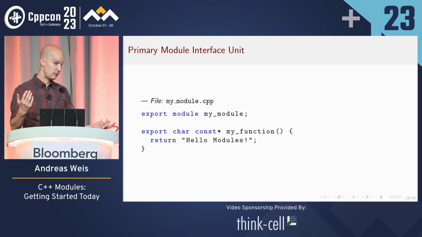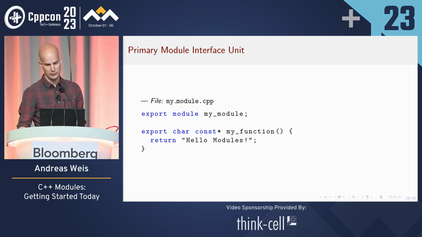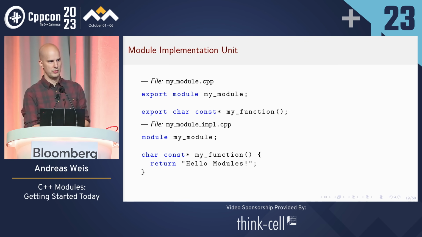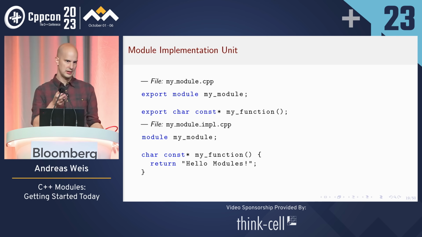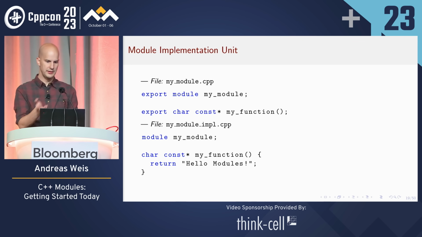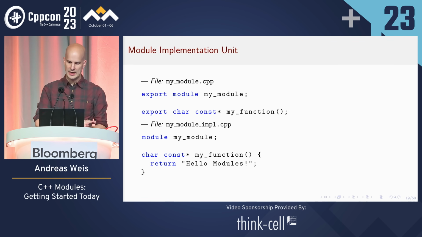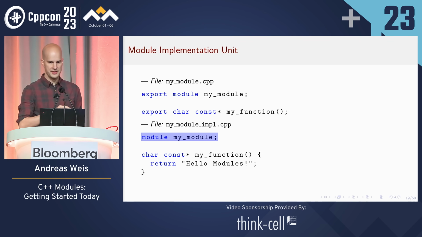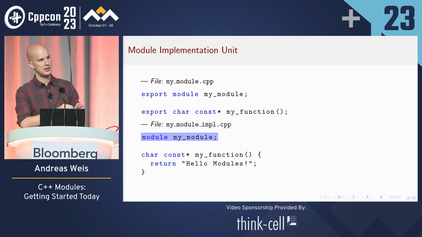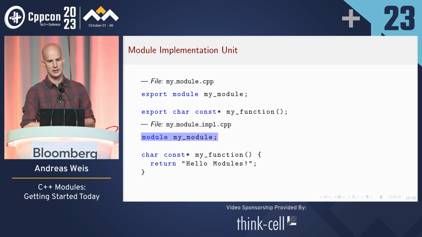But there are good reasons for splitting this and doing something more fine-grained. The first thing that I want to show here is similar to the split that we have in the include world between headers and source files. We can also split our module into the interface and an implementation part. Here we have the implementation part at the bottom. The first difference is that it does not have the export in front of the module, right? It states which module it belongs to, but it does not say export. That's the difference between the interface and the implementation here.